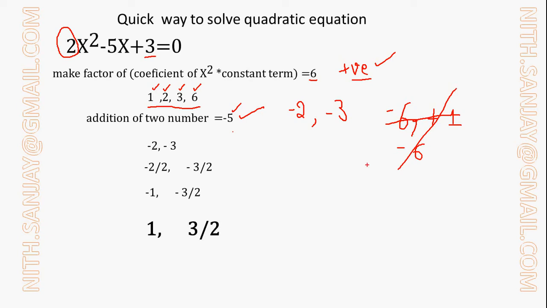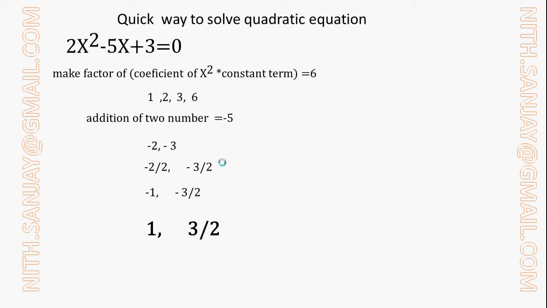So I think you got it. So now, because here I know that I have to take -2 and -3 only, I have taken -2 and -3. Okay, so I have taken two numbers -2 and -3. Now what I will do is I will divide both numbers by the coefficient of x square. So I will divide this by 2 and this by 2. Fine.